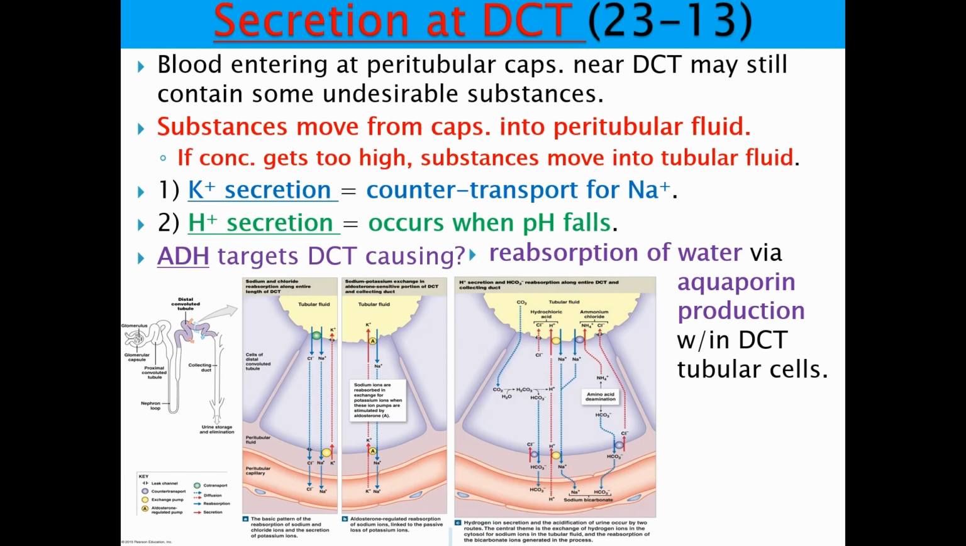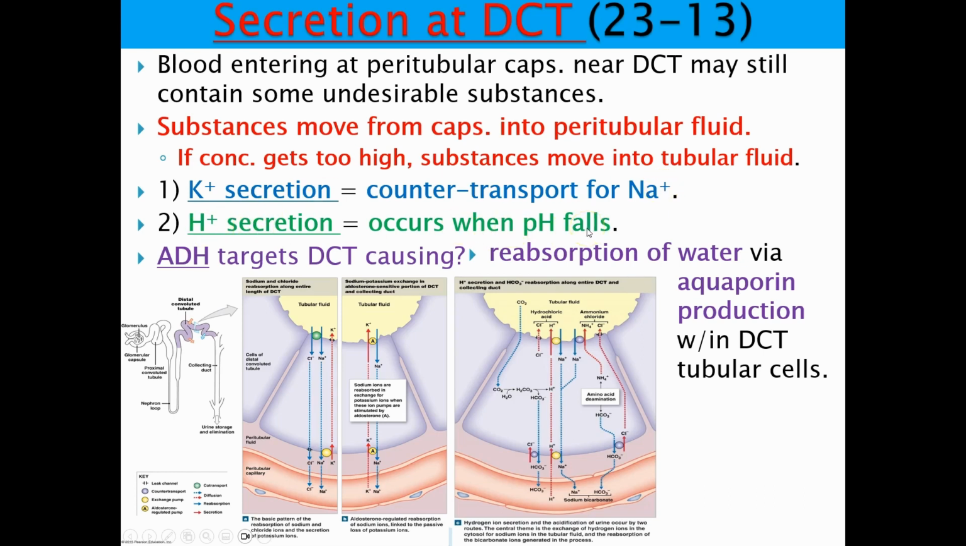So that's the detail. So ADH, when it reaches these cells, it stimulates the production of aquaporins. Aquaporins get added into these tubular cells here. And now that we have aquaporins, water will be flowing in more readily due to those proteins allowing better water flow versus simple diffusion. Okay, so that's what you need to understand here. So here, K plus secretion is a counter exchange for sodium. We have H plus secretion when pH is low.